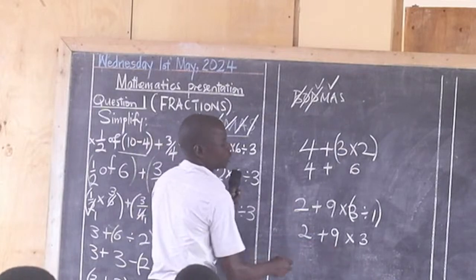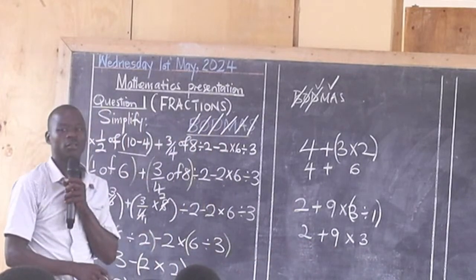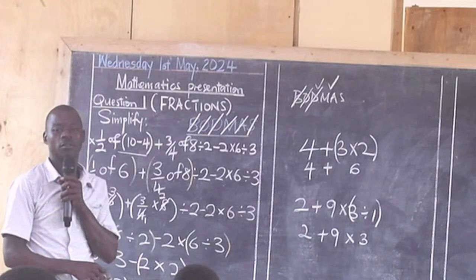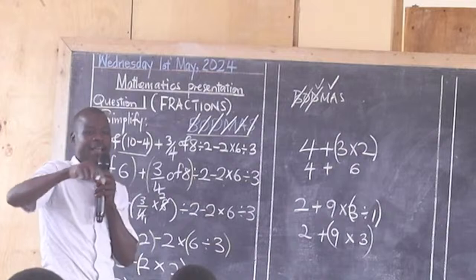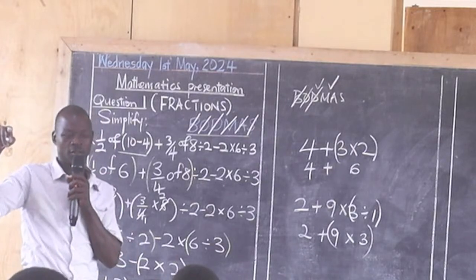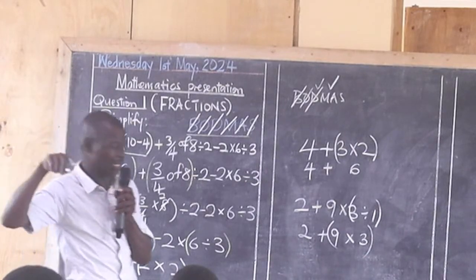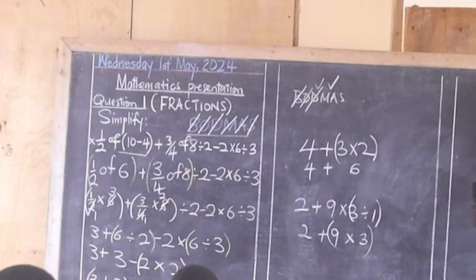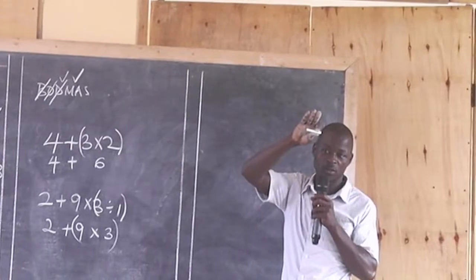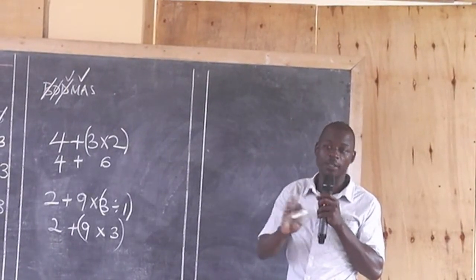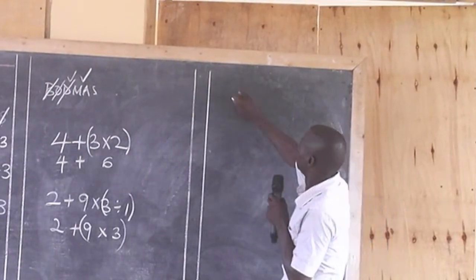How many operations are left here? Which one comes first? Multiplication. Where is it? Multiply first. Multiply first. But if they give you this, if they give you addition and subtraction, the issue is different.